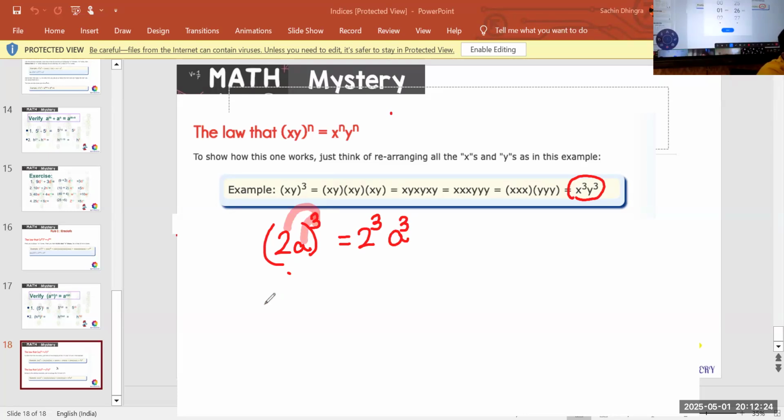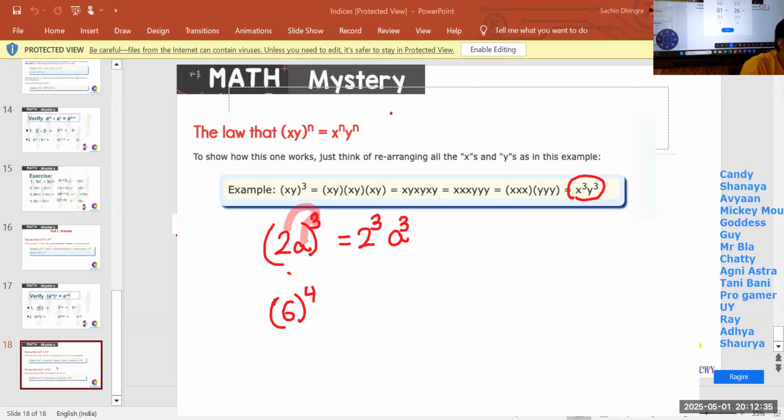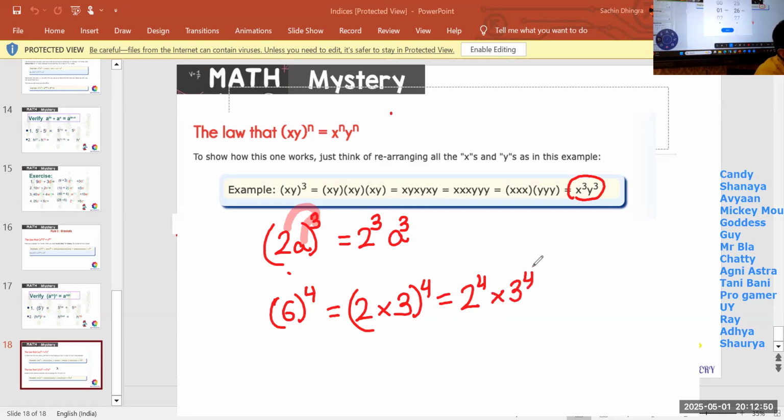अब now इसका application कैसे होगा? Suppose it's 6 whole to the power 4. So I told you that prime factorization is very important and generally we convert into prime factors. So क्या होगा? 6 I can write it as 2 into 3 whole to the power 4. Then when I will open, it will become 2 to the power 4 into 3 to the power 4. Understood, not understood?